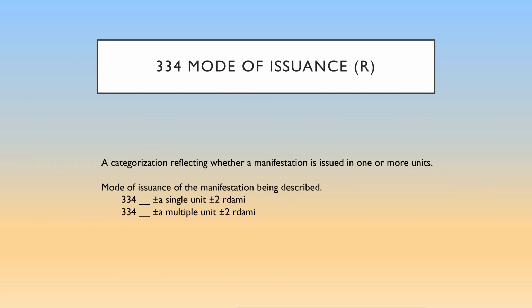Okay, MARC tag 344, which is mode of issuance. MARC tag 344 was added to MARC 21 in June of 2021, and OCLC implemented it in September of 2021. Both indicators are undefined, and at this point, only subfield A is used, indicating whether you have a single unit or a multiple unit.